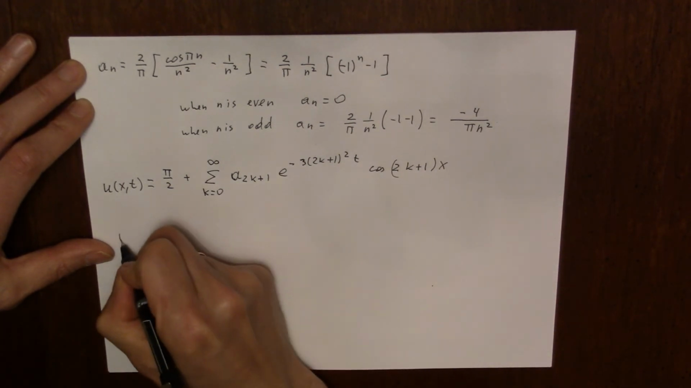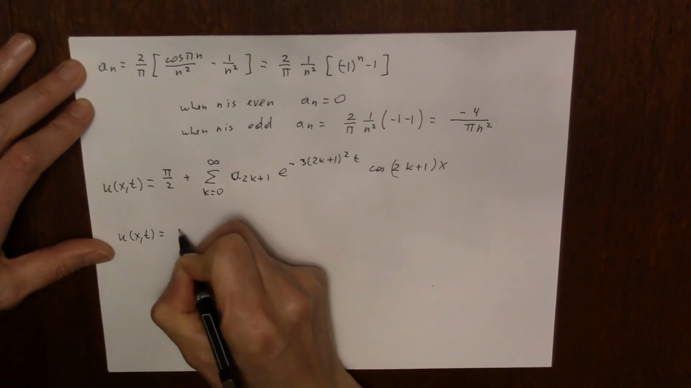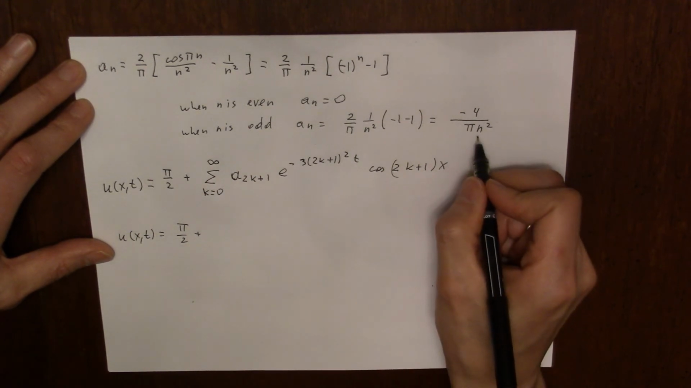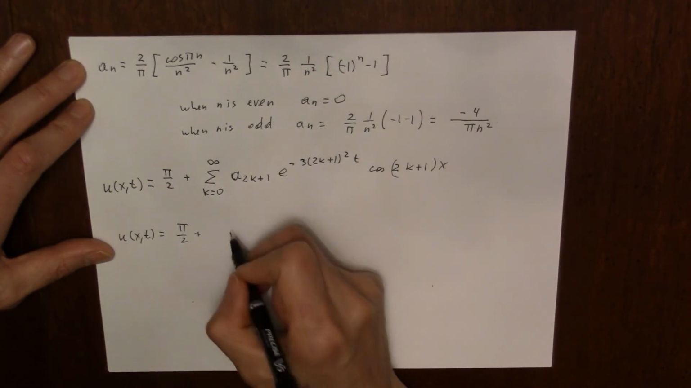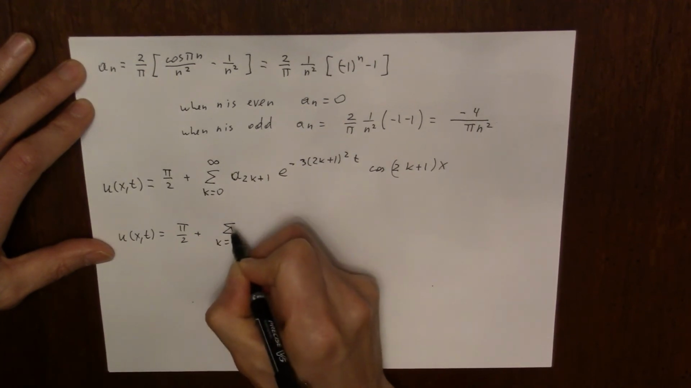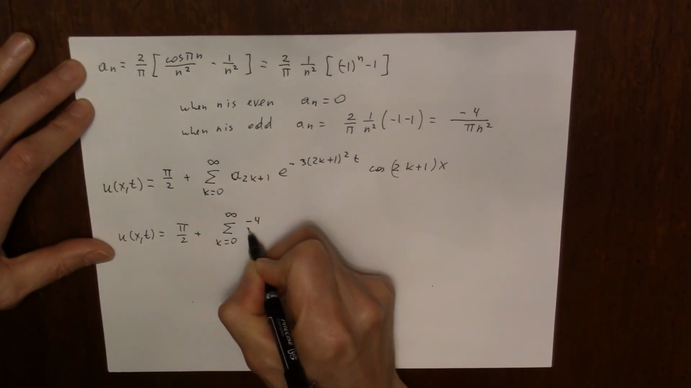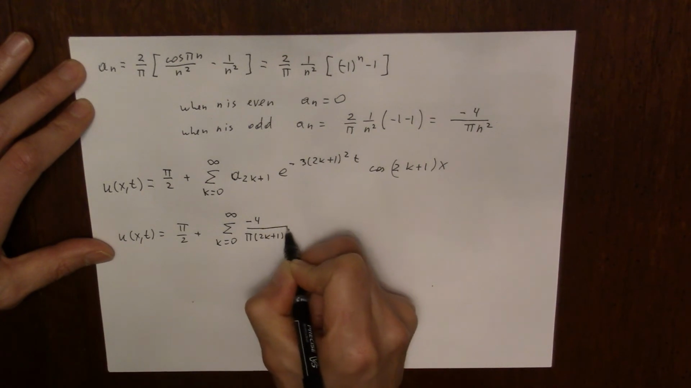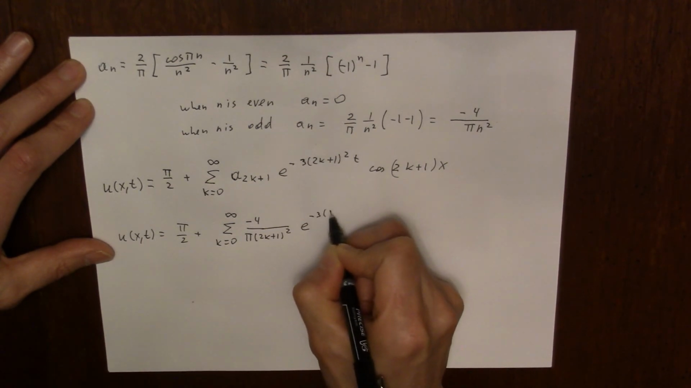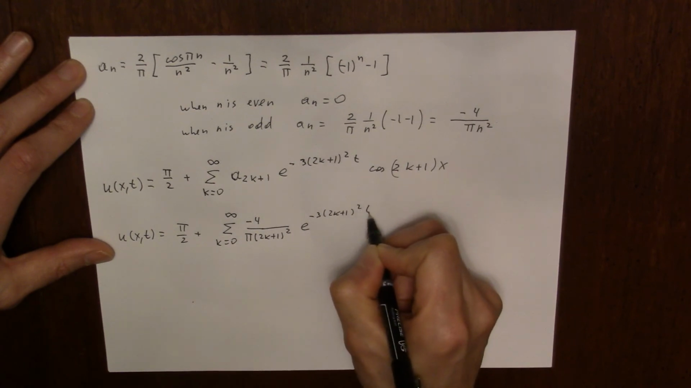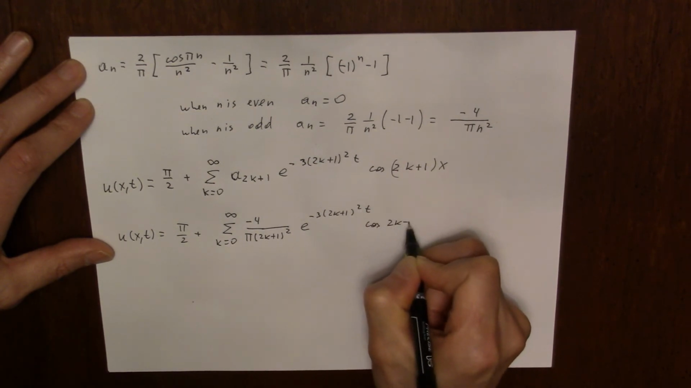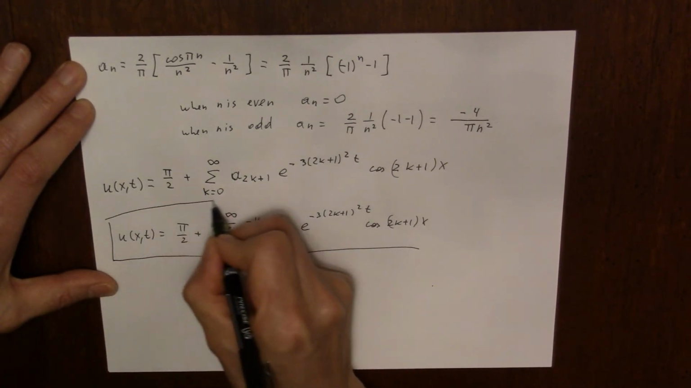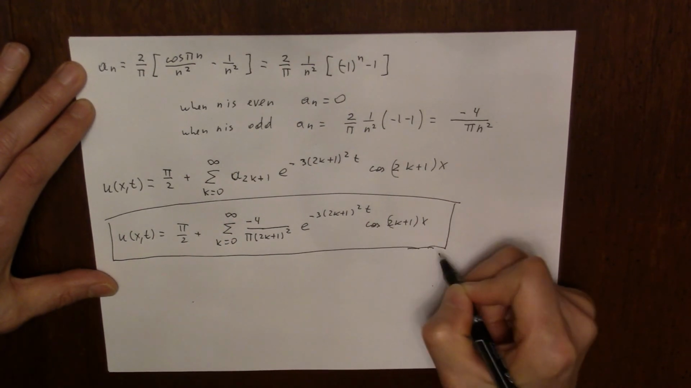So the final expression for our function is going to be pi over 2 plus, and we're going to substitute negative 4 over pi n squared for a_n with n equals 2k+1, so we're going to get the sum from k equals 0 to infinity of negative 4 over pi (2k+1) squared times e to the negative 3 times (2k+1) squared t, multiplied by cosine of (2k+1) x. And that is going to be our solution for this heat problem.